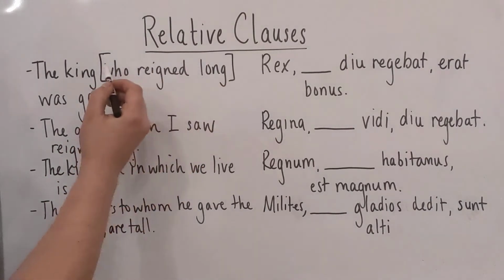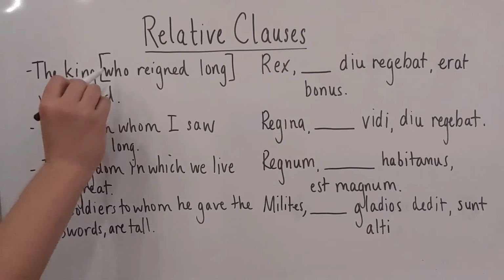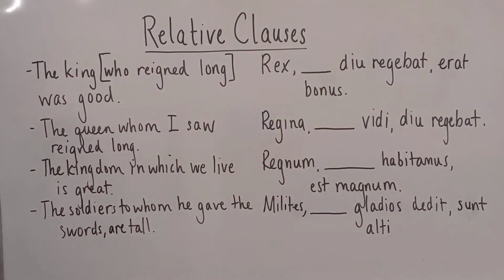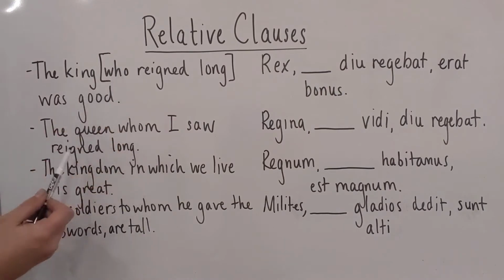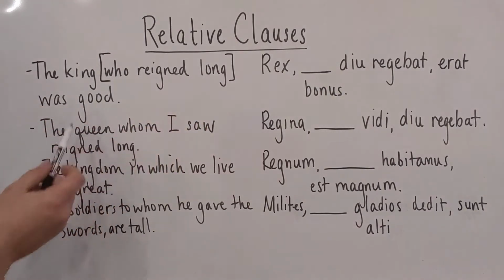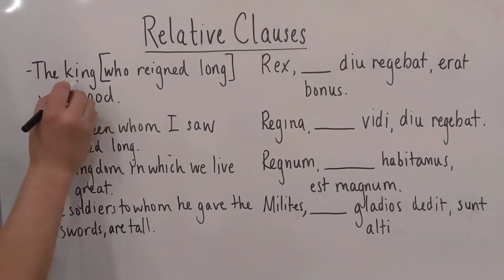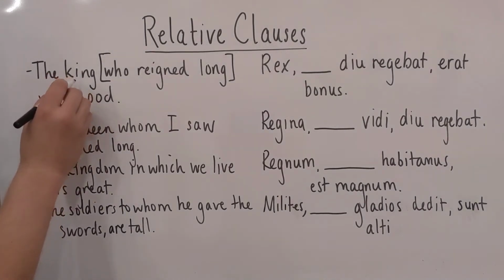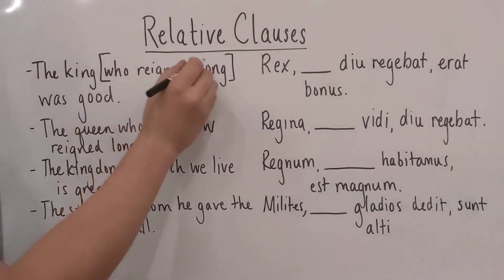You have to treat its own clause like its own sentence. So really we have two sentences here. The king was good and the king reigned long. We've combined them into one sentence, linking them with this relative pronoun. The king who reigned long was good. So if king is singular and masculine, in English a sexed thing, an animate thing, who is the subject in English, who reigned long.